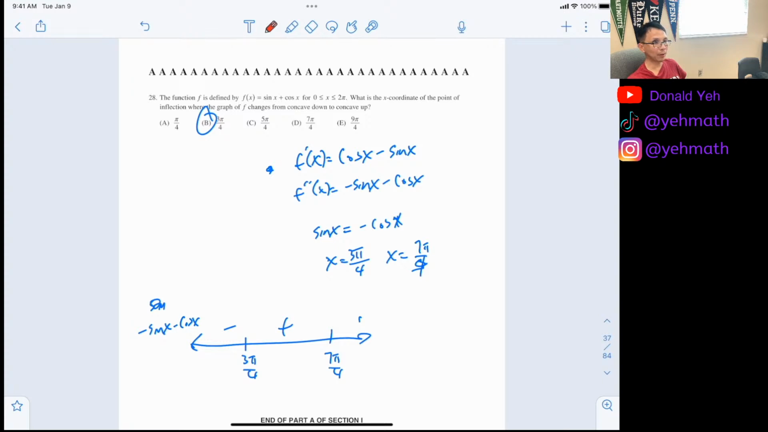Why did I choose 3 pi over 4 and 7 pi over 4? Remember the unit circle, right? The only time you get the same value is at pi over 4, but you don't want those points because they have the same exact value. You want them to have opposite value. So the only time you have negative and positive, because you wanted sine of x equal to negative cosine of x, the only time that happens is at 3 pi over 4 and 7 pi over 4. And that's why I use those two values.